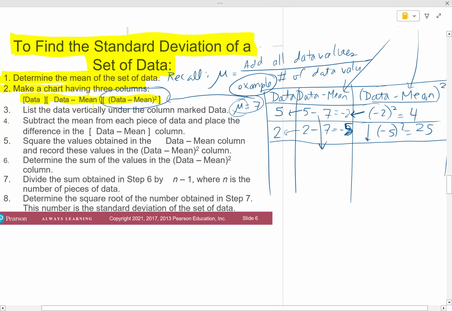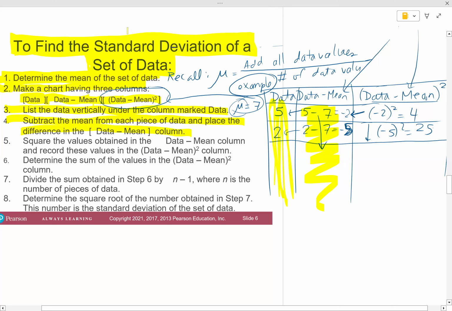Then step 3 is you want to list the data vertically under the column marked data. I kind of already assumed we were doing that, I guess. That's the first thing you want to do. Subtract the mean from each piece of data. So I only have 2 data values in my table, 5 and 2, but all of them, no matter how many there are, you want to write all those first and then do all the subtractions that you need to. Subtract the mean from each piece of data.